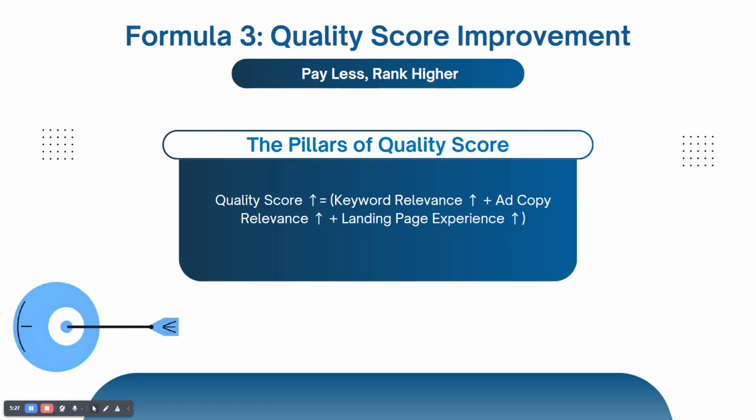The next formula is quality score improvement. With a better quality score, you pay less and get a good position in the Google search ranking for the ads. So what are the pillars of the quality score? The pillars of the quality score are keyword relevance plus ad copy relevance plus landing page experience.